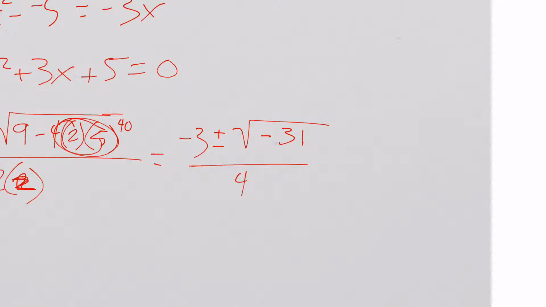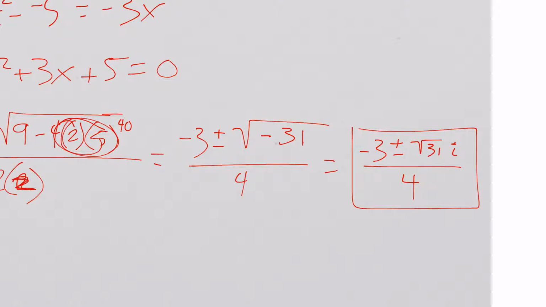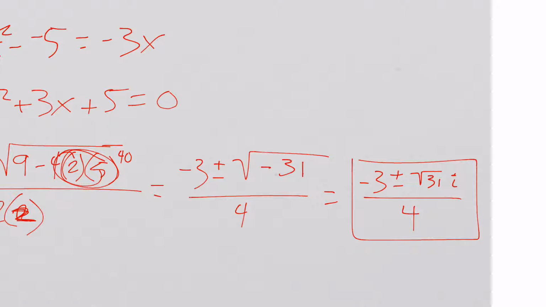So to write my answer for this, I'm just going to say negative 3 plus or minus the square root of 31i all over 4. There's not really anything else I can do with that. 31 can't be written in a more useful way, a more simplified way, so my answer is just going to stay in that form. And the answer key says that the answers are negative 5 halves and positive 1.